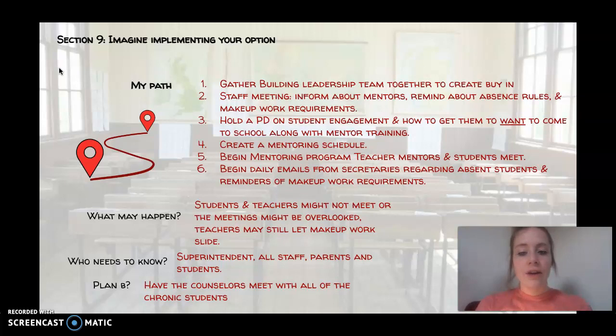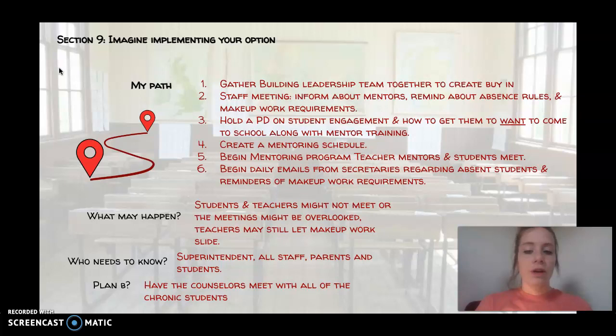And then 4, I could create the mentoring schedule. So have a schedule for teachers and staff to meet with our mentors, and the students could also have that schedule so that they know, oh, today is the day that I meet with my mentor. Then I could begin the program, have the teachers and the students meet. They could have a few questions, get to know each other. I could also provide that information just to break the ice with them to help them create that relationship.